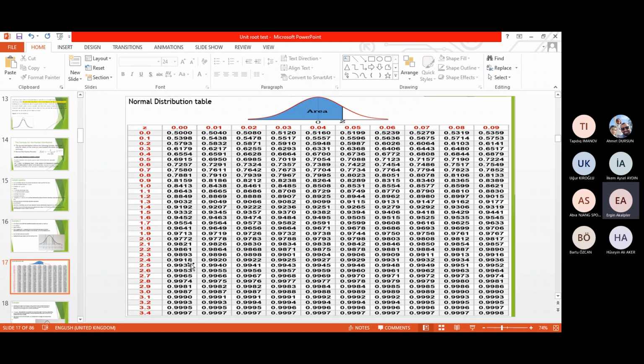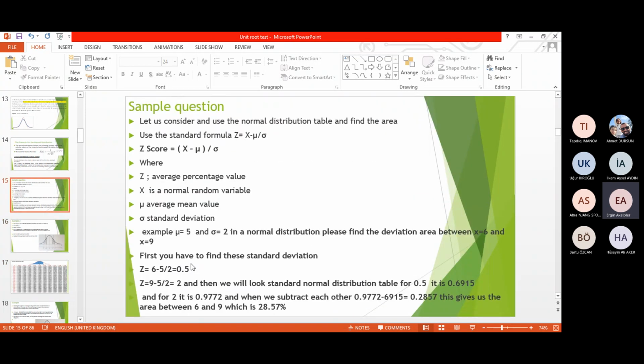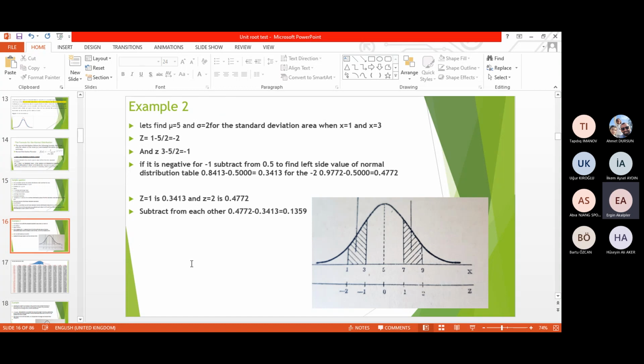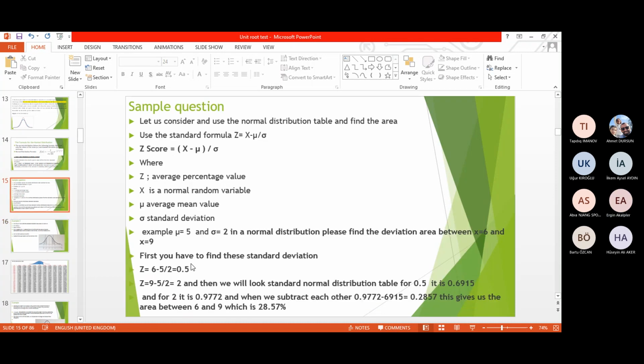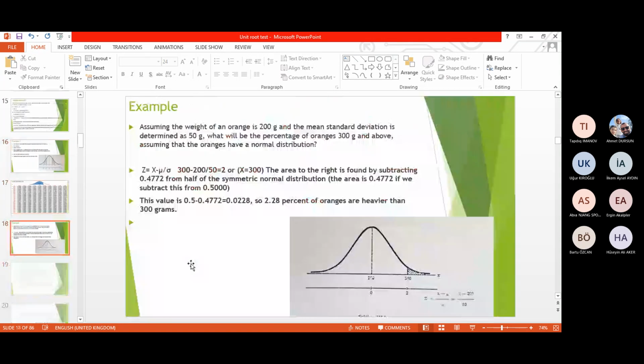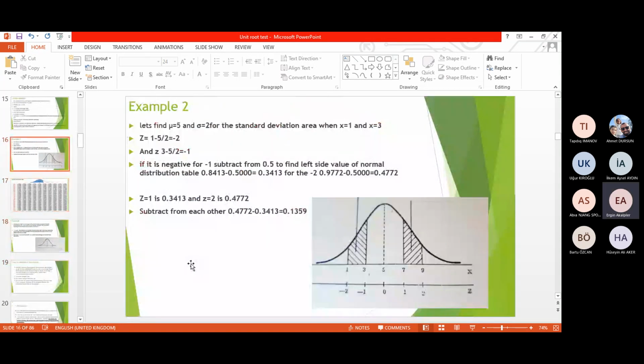and for the 2 is 0.9772. Okay, when we are going back to the example, then we are going to subtract these two numbers for illustrating the figure. Then you will get 0.2087, which gives you the area between 6 and 9, and it is representing 28.57%, which is illustrated here. As you are observing, we are showing this graphic. Okay.